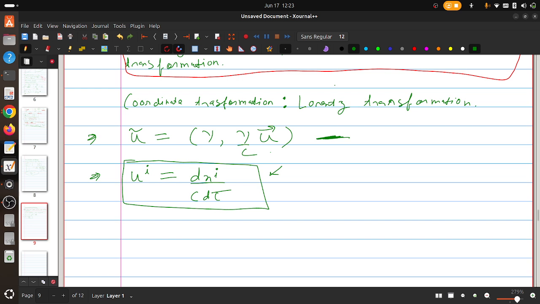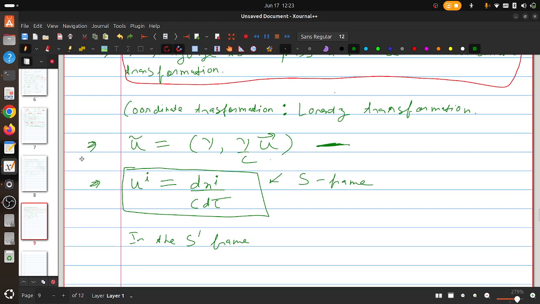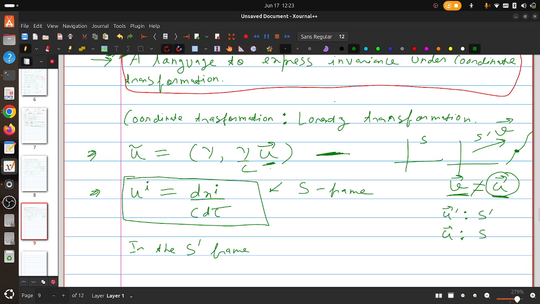Let's say this was in one frame, the S frame. Now what will happen in the S prime frame? When I say S prime frame, you have to keep in mind that there is an S frame here, and then there is another S prime frame, which is moving with some velocity v. This velocity v and this velocity u are two different things, so the v vector is not equal to the u vector. This v is the velocity of the frame S prime, and this u vector is of some particle. The u is the velocity measured in S, and u prime is measured in S prime. So u prime is the velocity of the particle in the S prime frame, and u vector is the velocity vector of the particle in the S frame. I hope it is clear now which term means what.